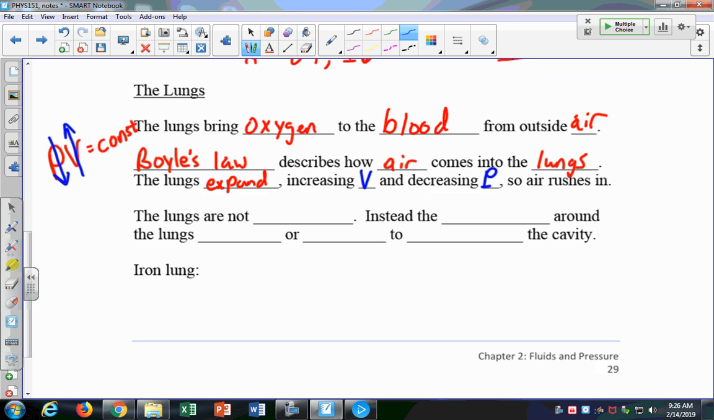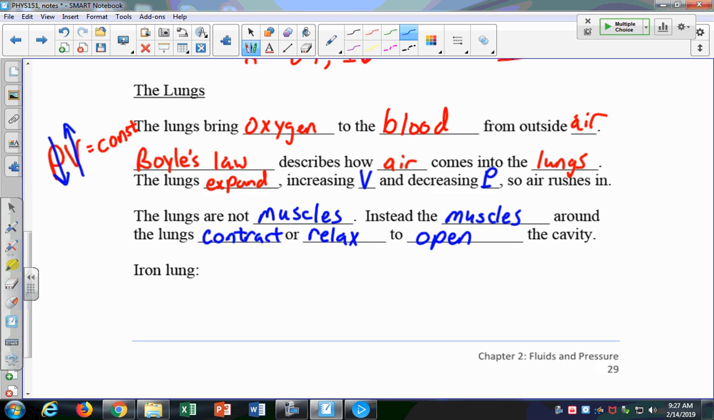The lungs are not muscles. Right, the lungs are just sort of bags sitting inside your chest. They can't contract or expand on their own. Instead, the diaphragm or the muscles around the lungs contract and relax to open the cavity.